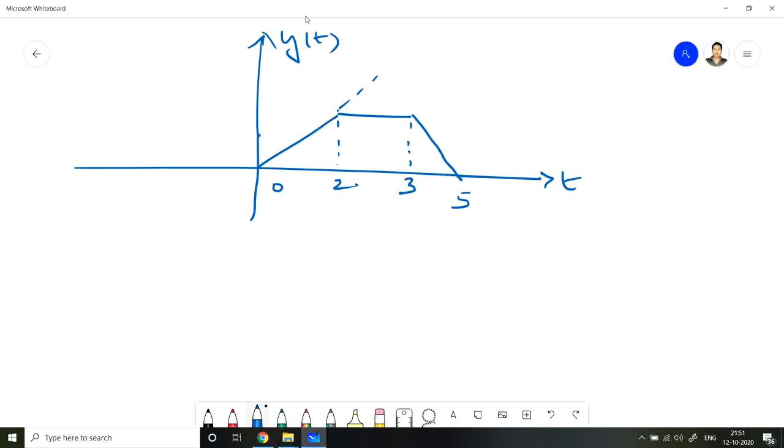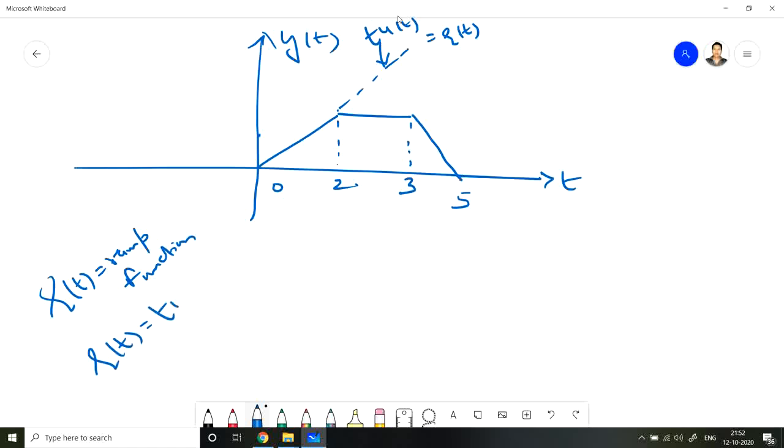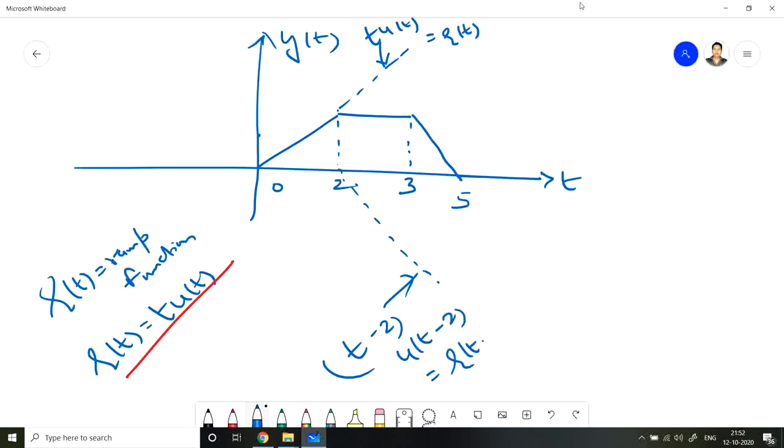So this line is nothing but t u(t), which we can also write as r(t). So r(t) is basically the ramp function. r(t) is nothing but t into u(t). So this is the t u(t) line. Then we have another line at t equals to 2. There is another ramp, and that ramp is nothing but (t minus 2) u(t minus 2), that is r(t minus 2).